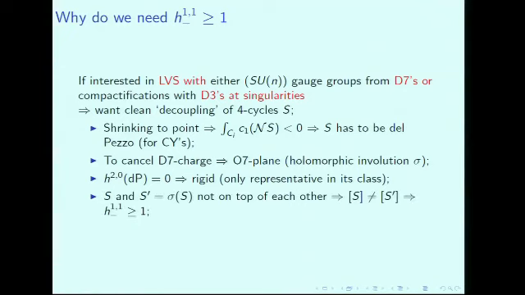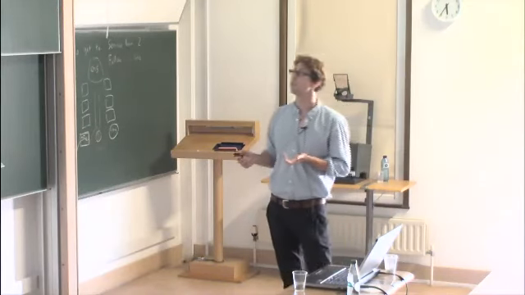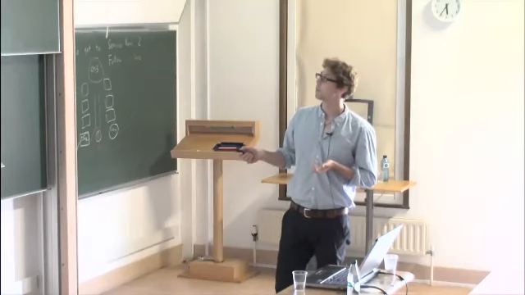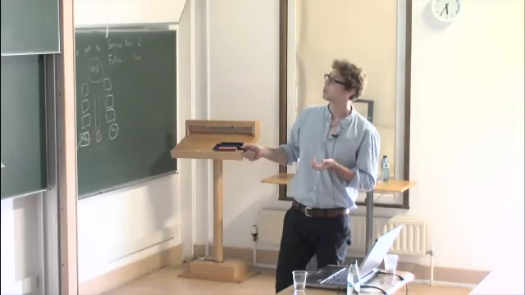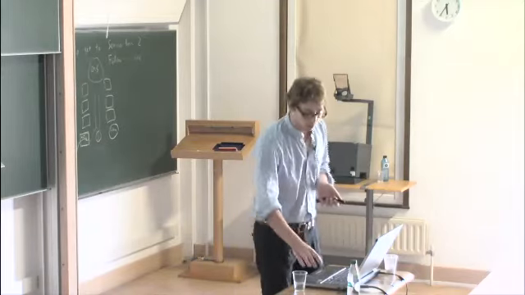And now we want the mapping that maps S to S prime, but S prime shouldn't be in the class of S, because these are the only representatives in their class, so they would lie on top of each other. And this is exactly the situation we are not interested in. So, since this mapping maps S from the class in which it is to another class, h1,1 minus has to be greater or equal than 1.